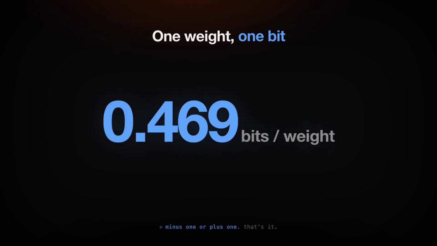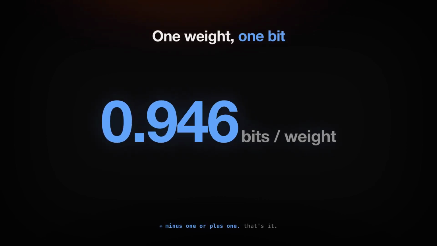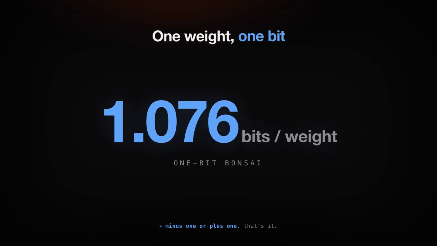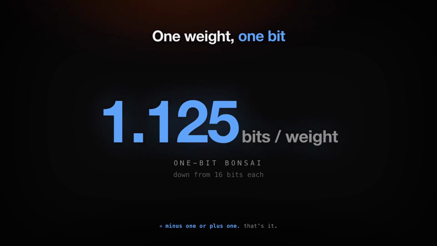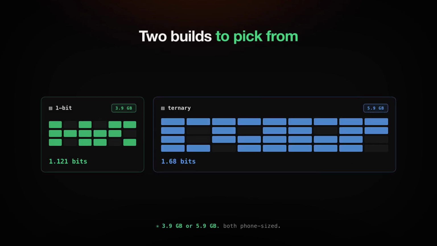The trick is brutal simplicity. A normal weight uses 16 bits. Bonsai's 1-bit build stores each weight as basically a single sign, -1 or +1, about 1.125 bits each. Ternary adds a 0, 3 values, 1.71 bits. So you get 2 builds. The 1-bit version lands at 3.9 gigabytes. The ternary version, a touch more precise, at 5.9. Both small enough to sit on a phone with room left over for the actual work.